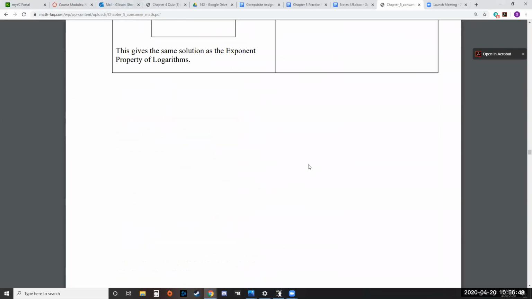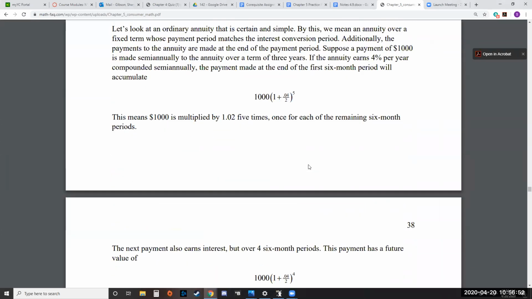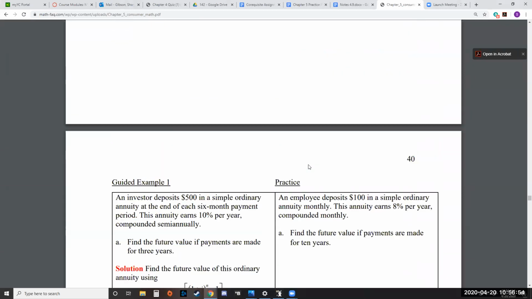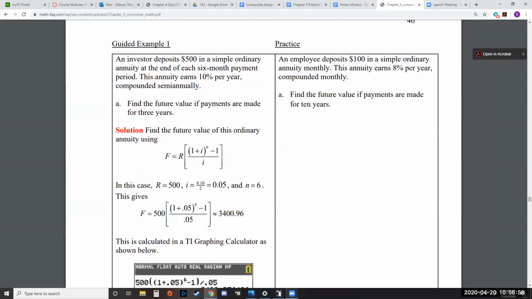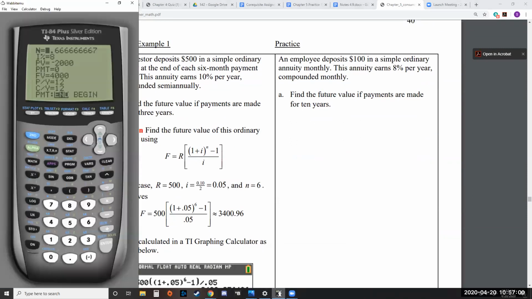All right, let's jump ahead to page 40. We're going to jump to 5.4 where we talk about annuities. Just to remind you, this only works on compound interest, annuities, and amortized loans. So annuities are just like the kind of savings scenarios we were just looking at, except there's no present value, there's only payments. So you make payments into an account, and then you get some future value out of it.